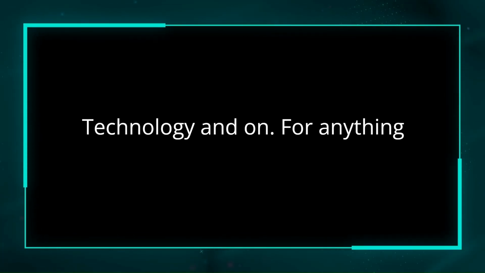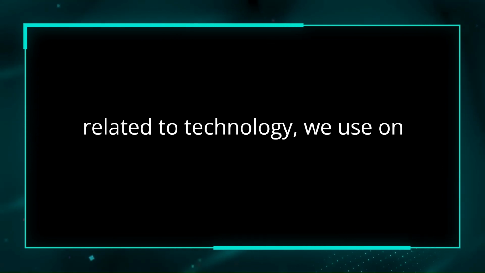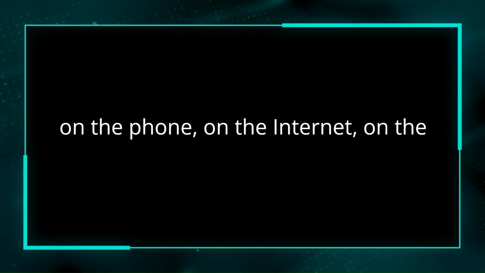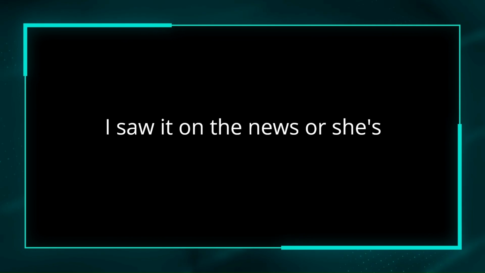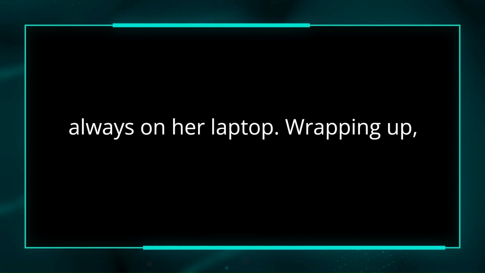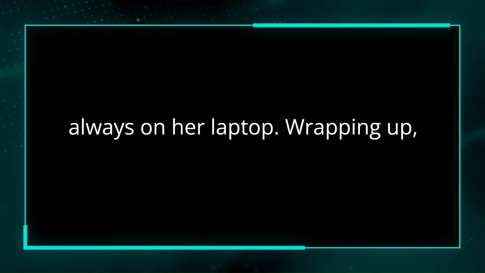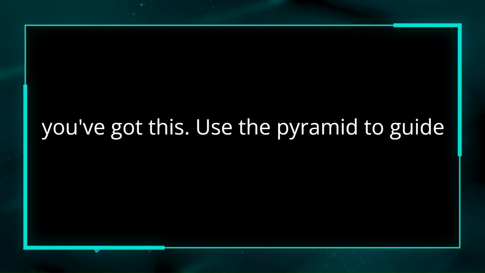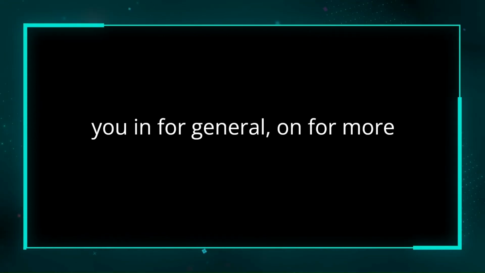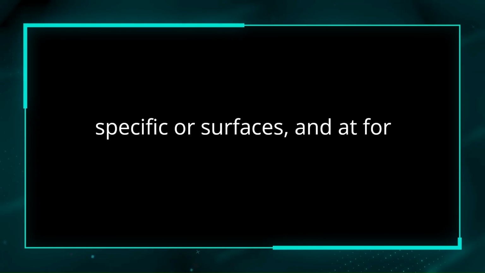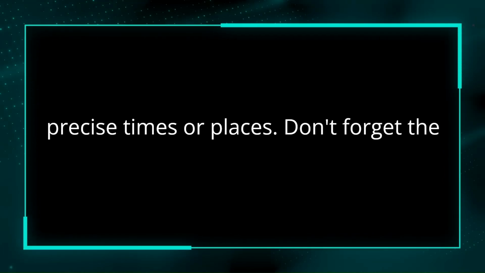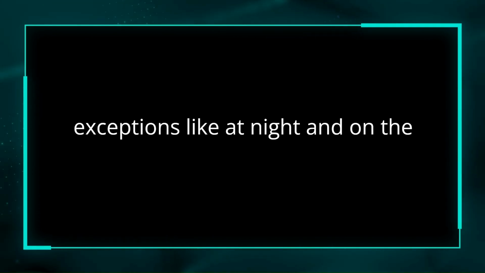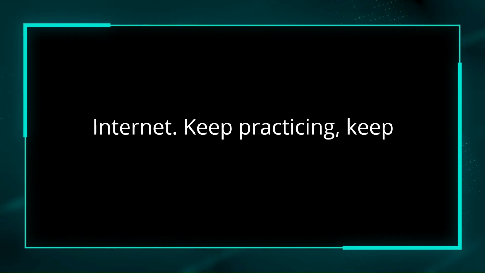Technology and on. For anything related to technology, we use on: on the phone, on the internet, on the radio, on TV. For example, I saw it on the news, or she's always on her laptop. Wrapping up, you've got this. Use the pyramid to guide you. In for general, on for more specific or surfaces, and at for precise times or places. Don't forget the exceptions, like at night and on the internet.